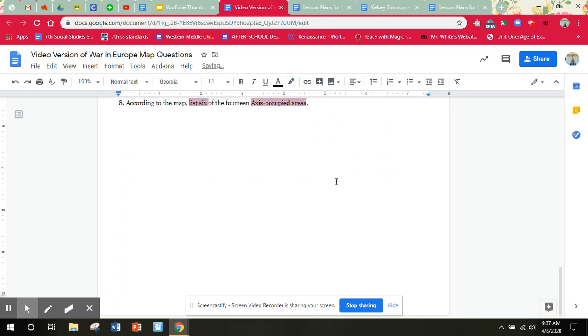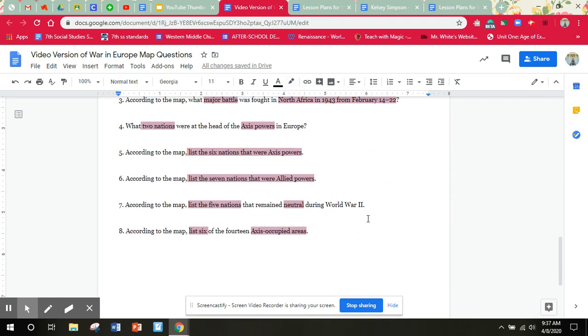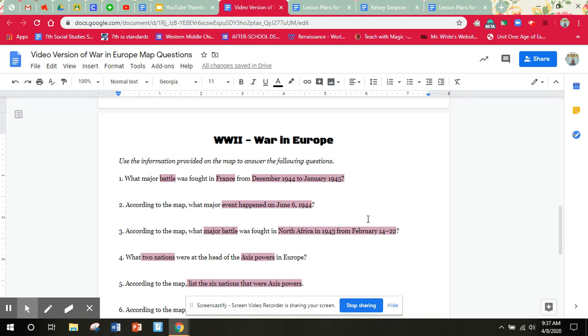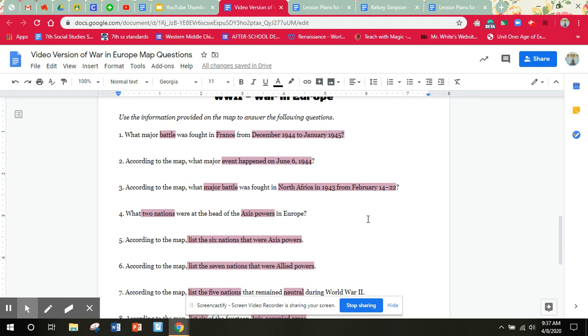All right, so a lot like the map yesterday, some of these questions are pretty easy to come up with answers. I just want to get you guys started and looking at the map. All right. So the first question, just to remind ourselves what we're looking for, is what major battle was fought in France from December 1944 to January 1945.